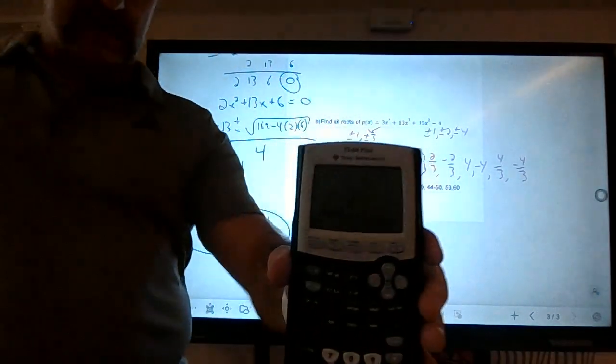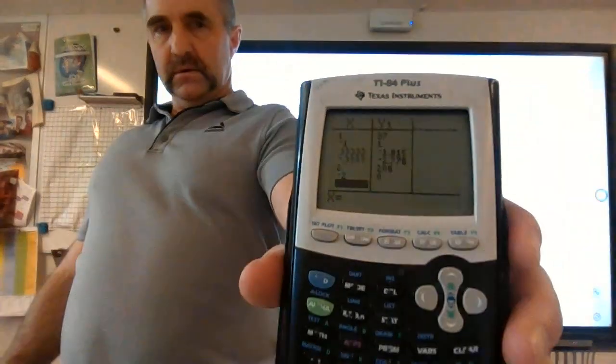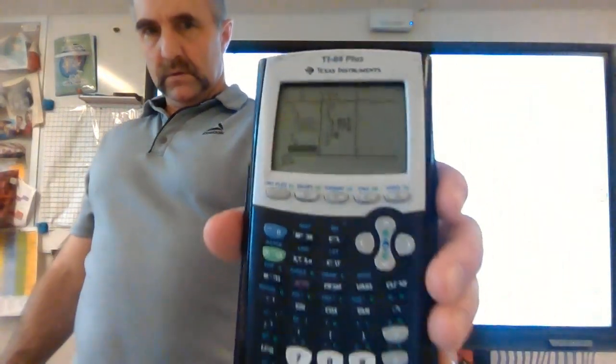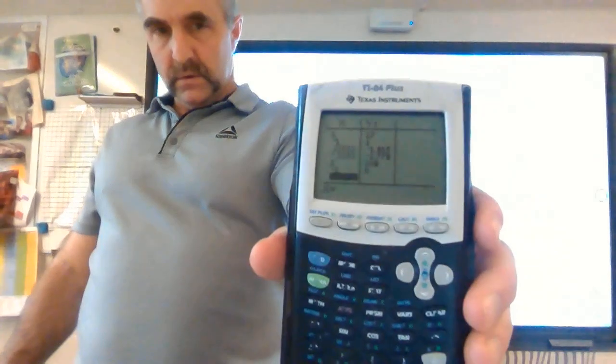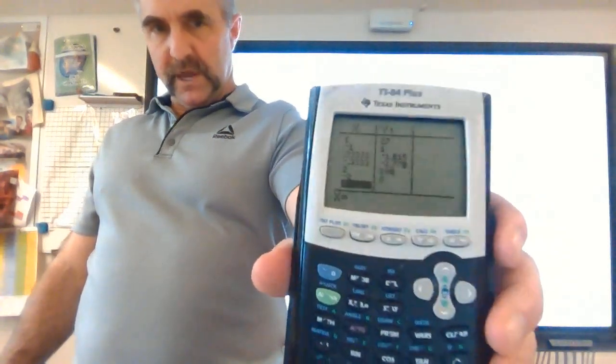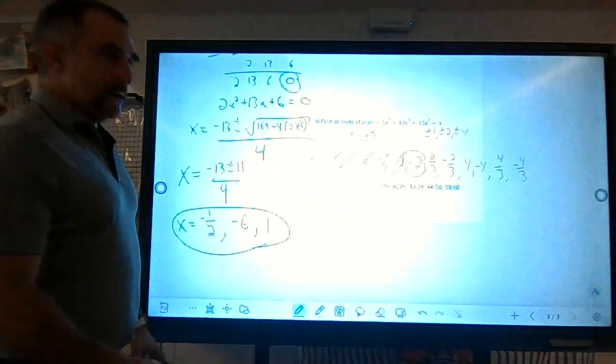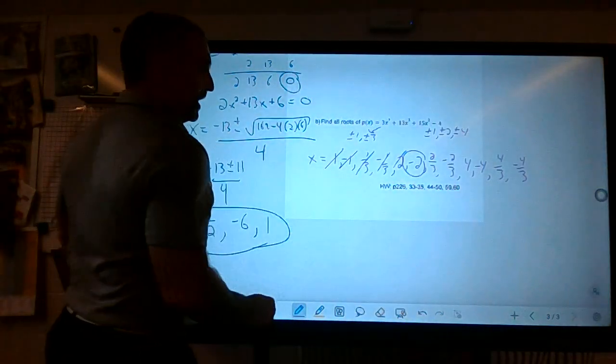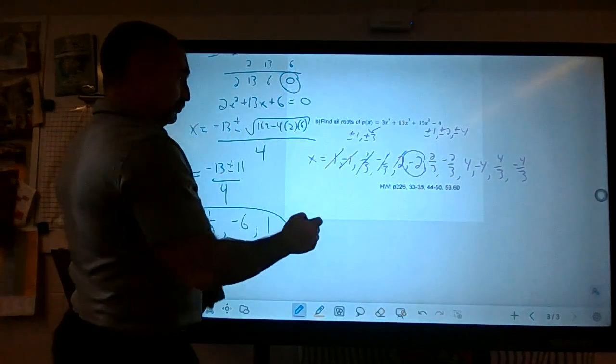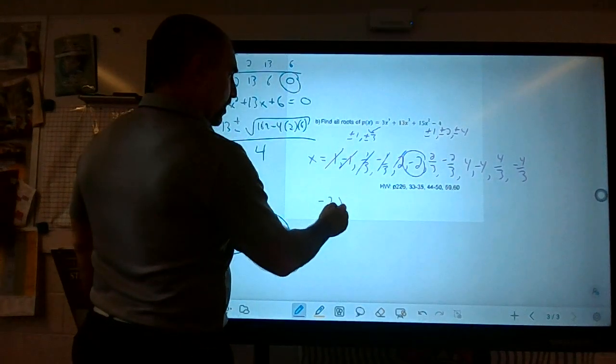So if you look at my calculator here, as the light comes on, that -2 gave me a 0. That's what we're looking for. That means 2 is a rational root. I'm sorry, negative 2 is a rational root. So that means we put that in the cubby up here.